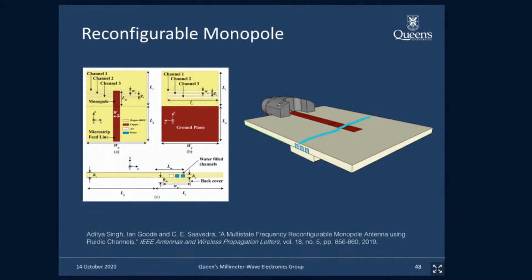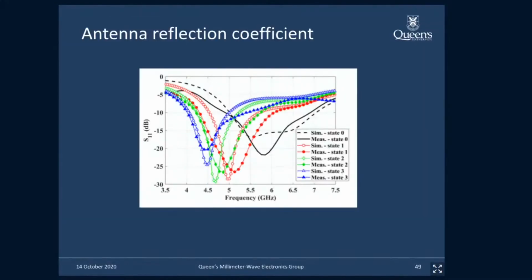And so let me get rid of that. So let me just show you some results. So these are measured results. So this is a measurement of the reflection coefficient of the antenna, okay?